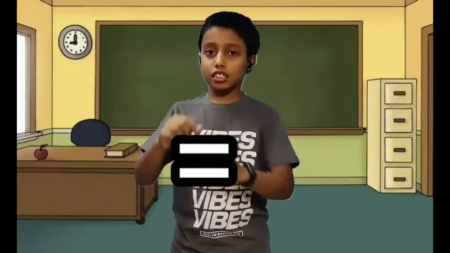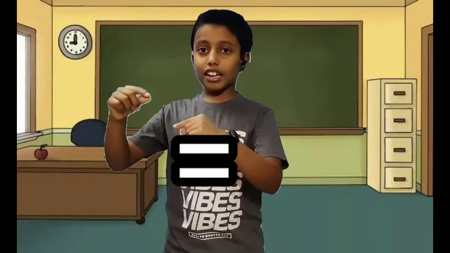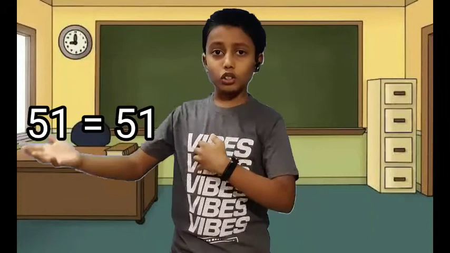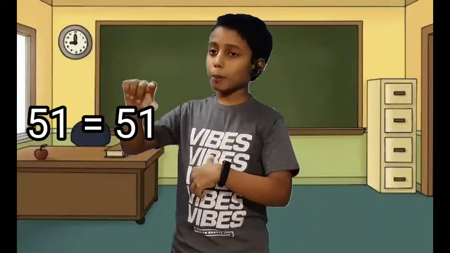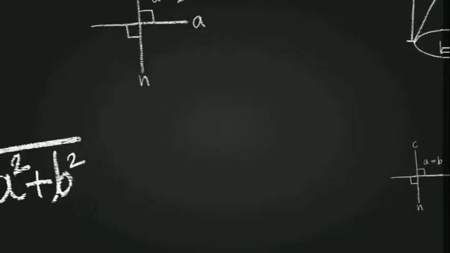Now if both our number and the opposite number are equal, then we will put the equal to sign, which has two horizontal lines like this. So if we have 51 sticks and the opponent also has 51 sticks, we will put the equal to sign. Hope you understood comparing numbers.